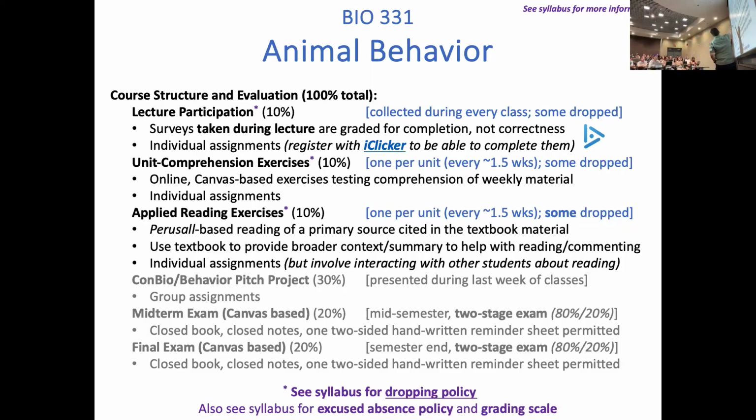There's an applied reading exercise. This is a Perusall-based thing. I really like Perusall. Basically, I've gone through the corresponding chapters in the Breed book, looked through his references, and found a paper in each unit that he referenced that I thought was kind of interesting and reinforces an idea. And I put it up on Perusall. How many people have used Perusall? So a fair amount. For those who haven't, it's a tool that ASU is getting rid of next year, but hopefully they have something to replace it.